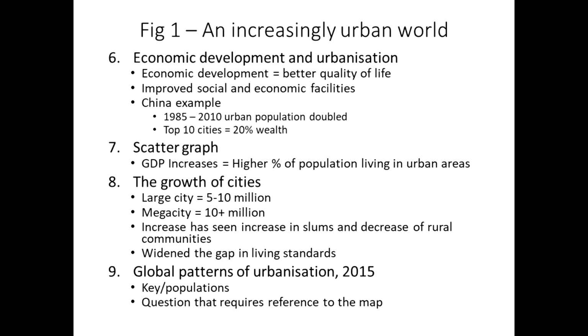So the last section of Figure 1 is global patterns of urbanisation from 2015. Again, make sure you check out the key. There's lots of information, so understand what the different colours mean, so that you can equate the higher percentage of urban population to different areas. It might be worth looking up some of these countries using your atlas, so you know which areas have a higher urban percentage of population.